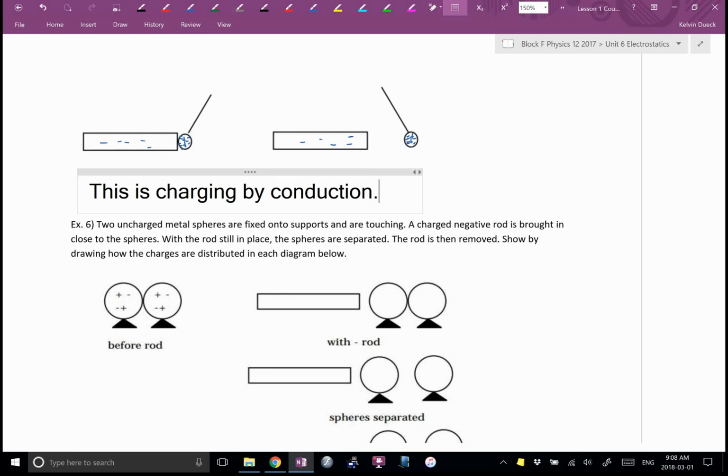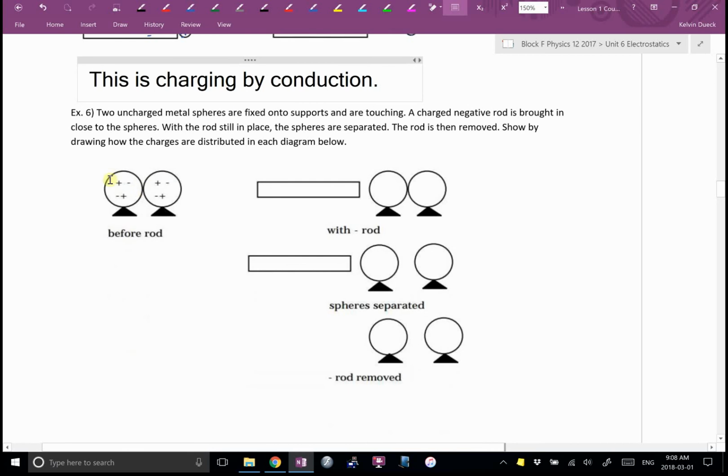You ready? So two uncharged or neutral metal spheres are on fixed insulated supports. Maybe they're sitting on styrofoam, and they're touching. We're going to bring a negative rod in really close, and now I'm going to zoom in.